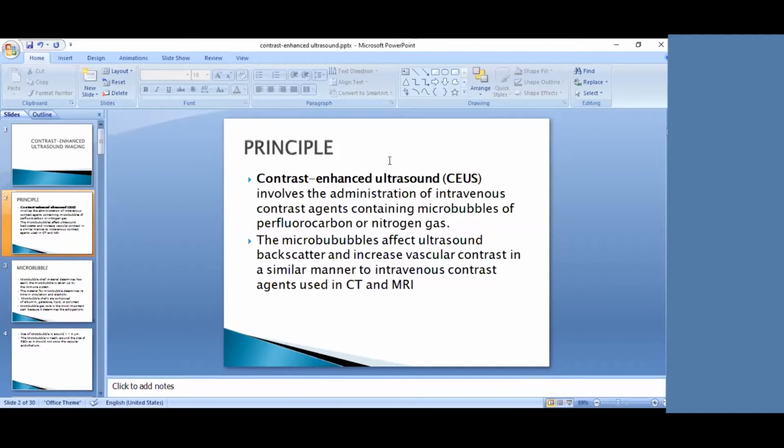Okay. The microbubbles affect the ultrasound backscatter, so the noise backscatter will be reduced, okay, and it will increase the vascular contrast in a similar manner, the same way as the contrast agents used in the other modalities, which are CT and MRI.